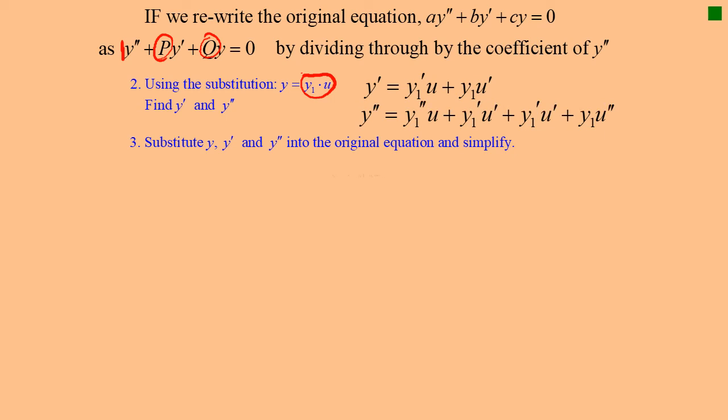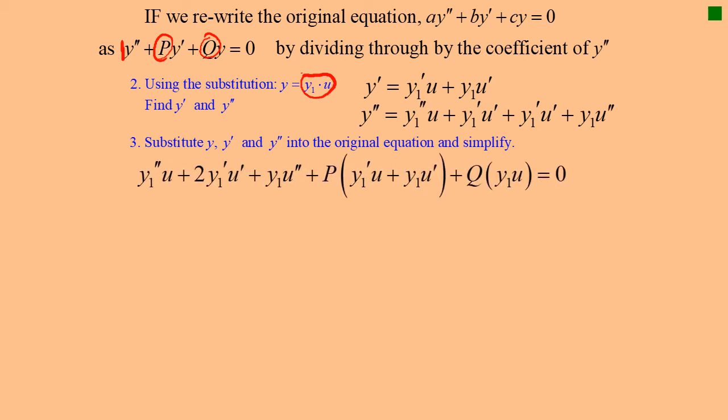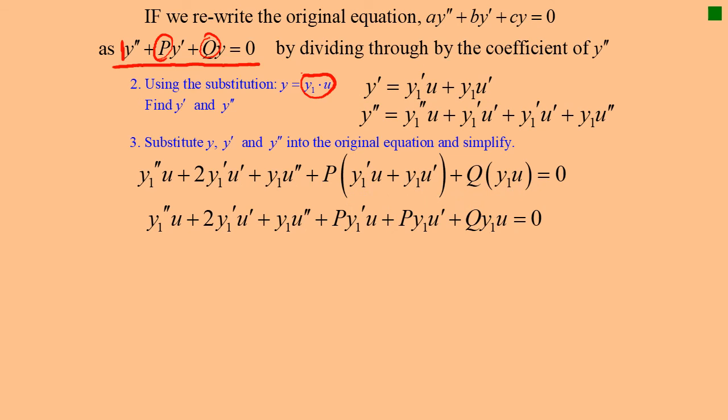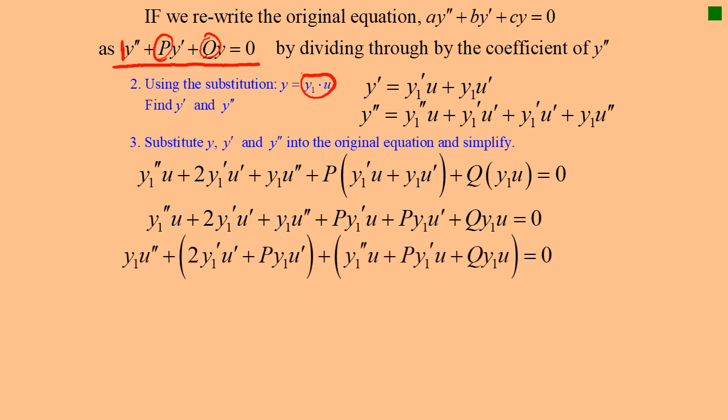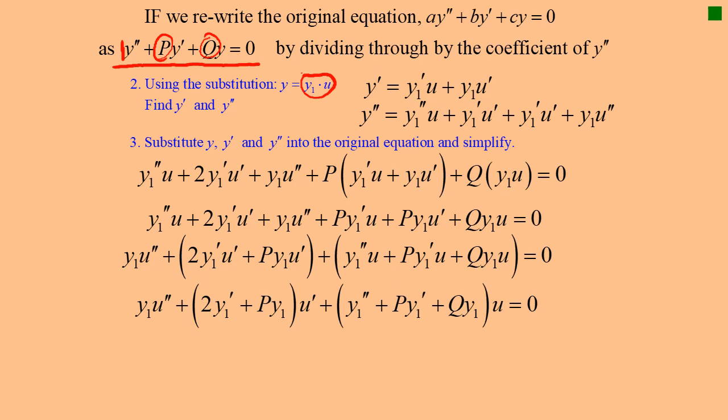Substitute those into our differential equation, and then do some simplifying. If we multiply out and collect like terms, we'll have the u double prime on the front, then the u primes, then the u's. Group those together and factor the u prime out of these two, factor the u out of these three.